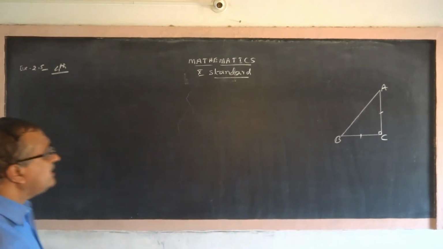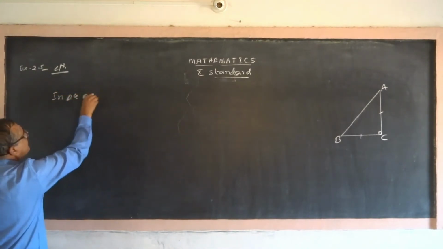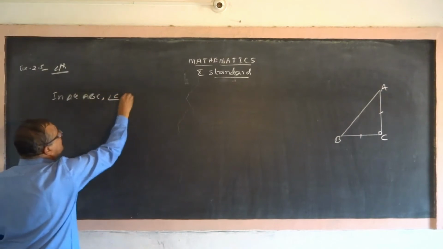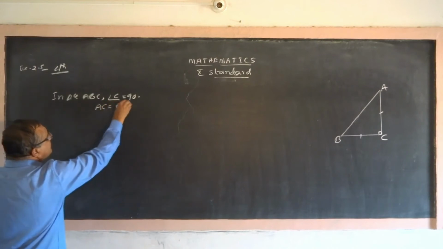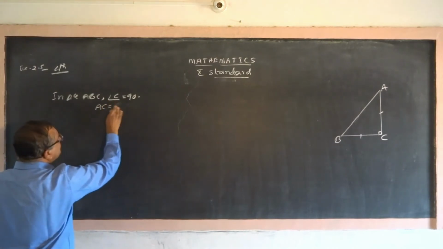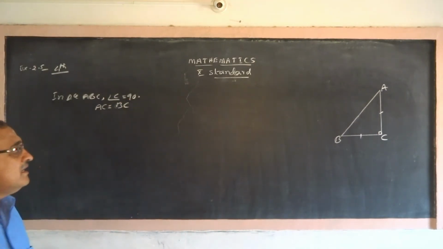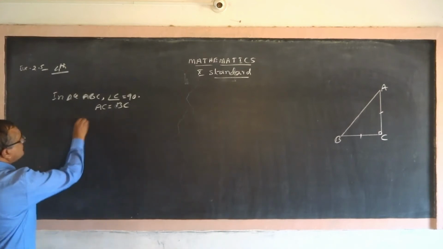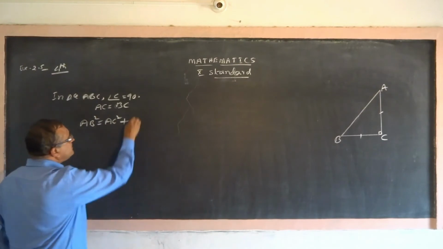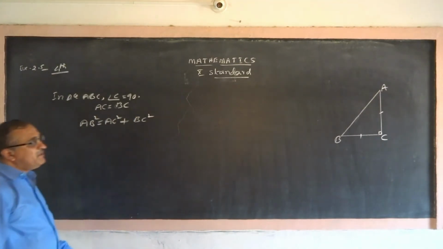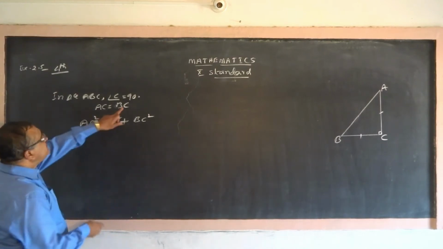It's very easy. In triangle ABC, angle C equals 90 degrees, and AC equals BC. Is it? AC equals BC, it is an isosceles triangle. Now AB squared equals AC squared plus BC square. AB squared equals AC squared plus BC square. Now BC is same as AC.